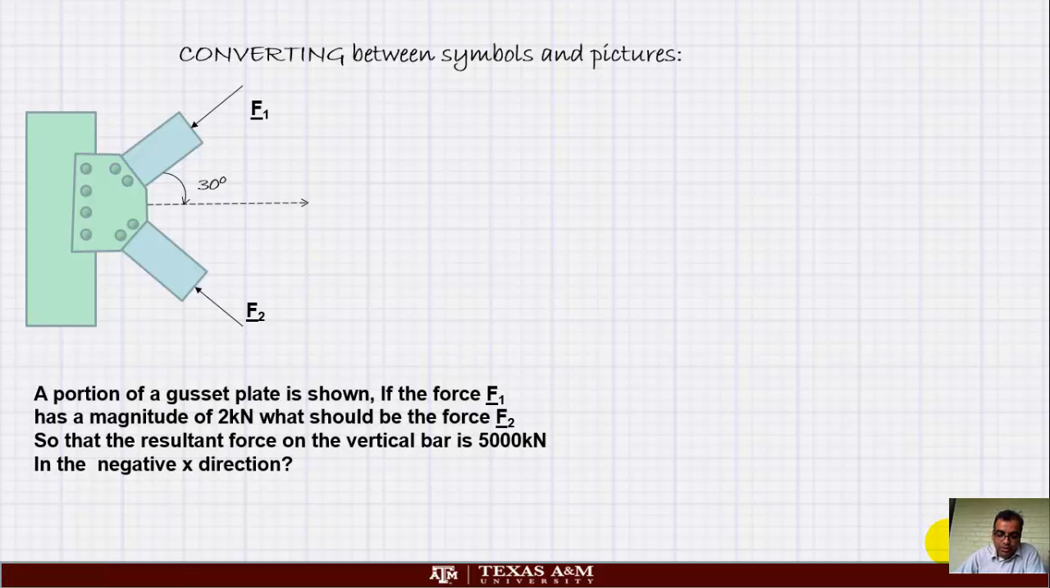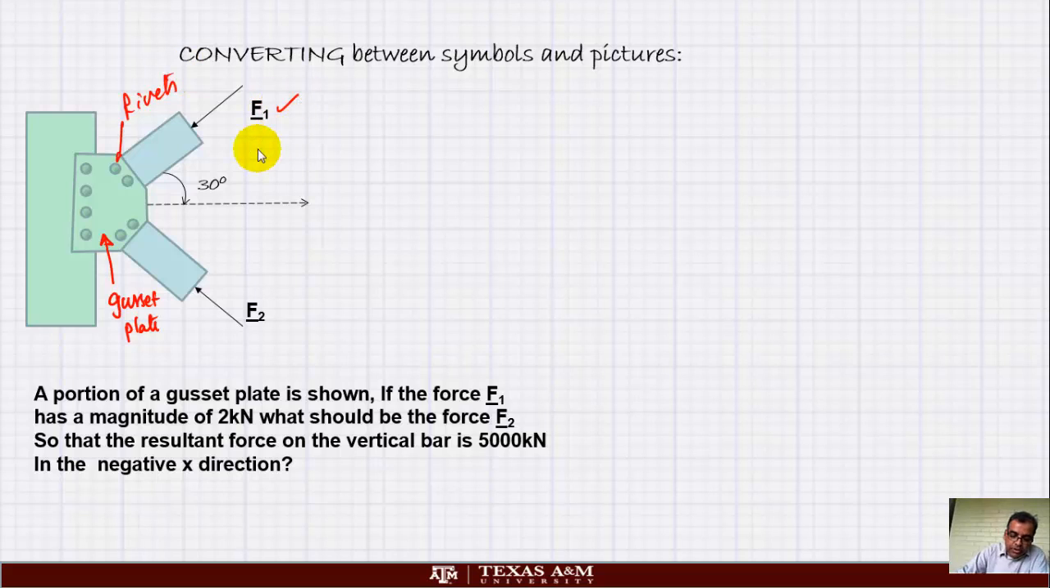Today we are going to look at a new problem which involves converting symbols to pictures. It is a portion of a gusset plate, and this thing is called a gusset plate. And these things are rivets. You will learn some of the technical stuff now. So, I'm going to tell you a little bit. Those are called rivets.